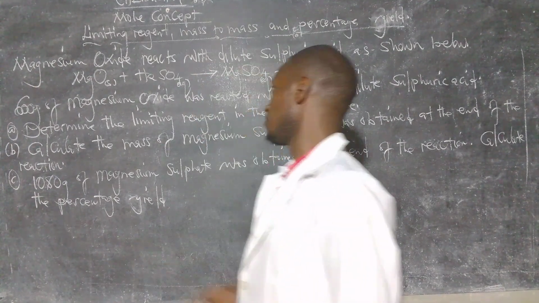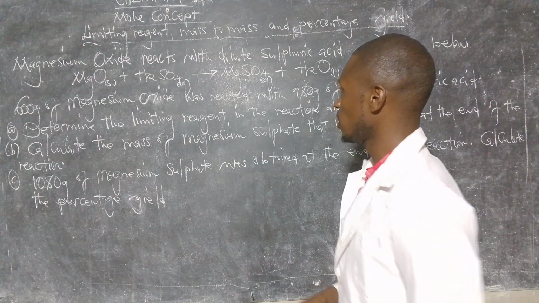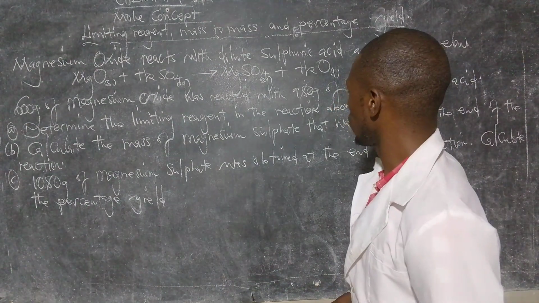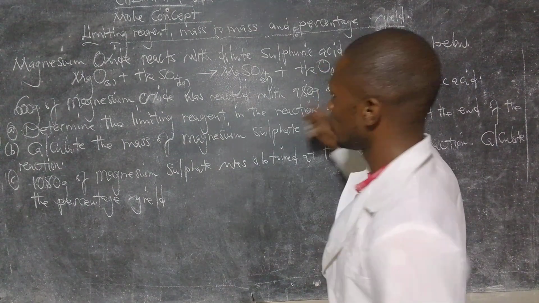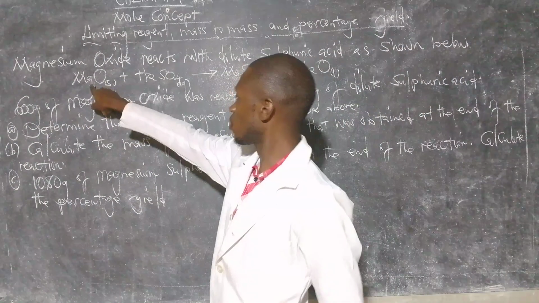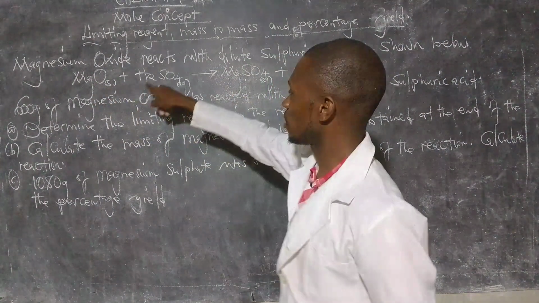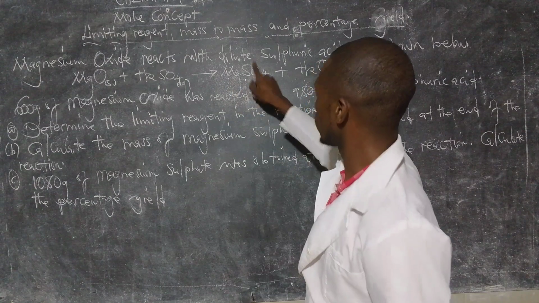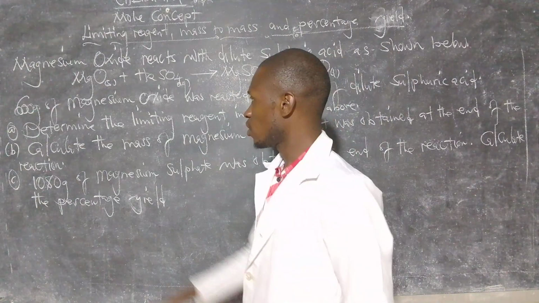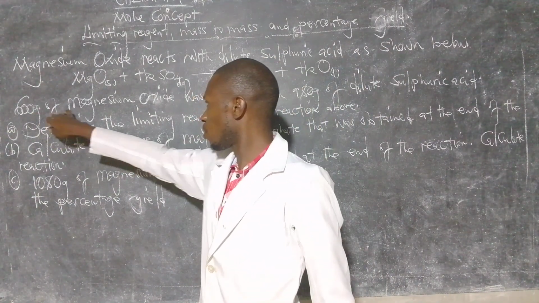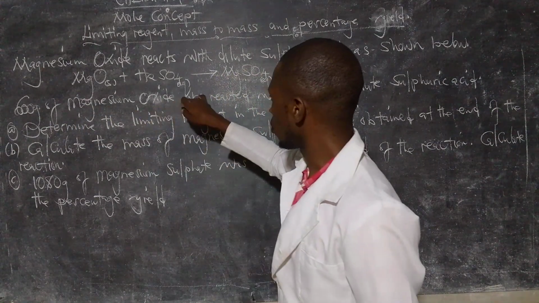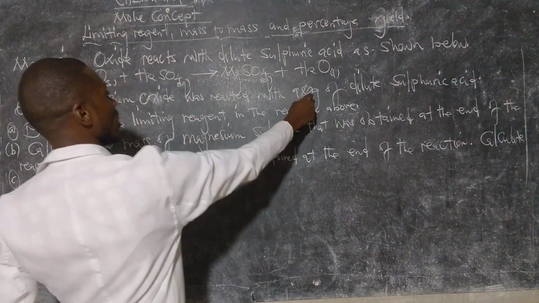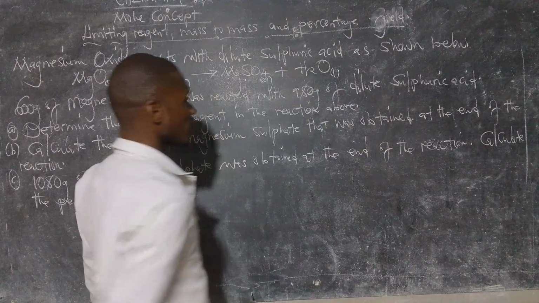The question reads: magnesium oxide reacts with dilute sulfuric acid as shown below. So this magnesium oxide reacts with sulfuric acid to form magnesium sulfate plus water. I've been given 600 grams of magnesium oxide, which was reacted with 980 grams of dilute sulfuric acid.